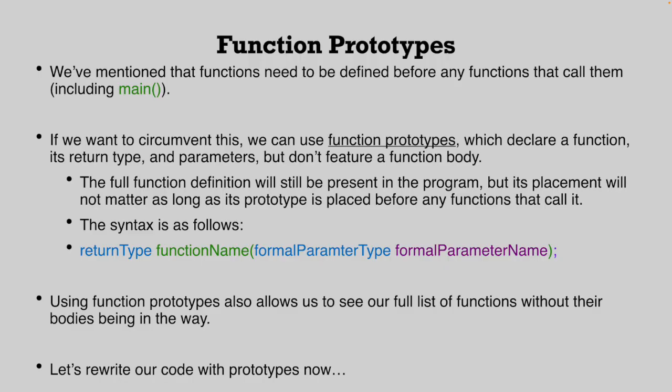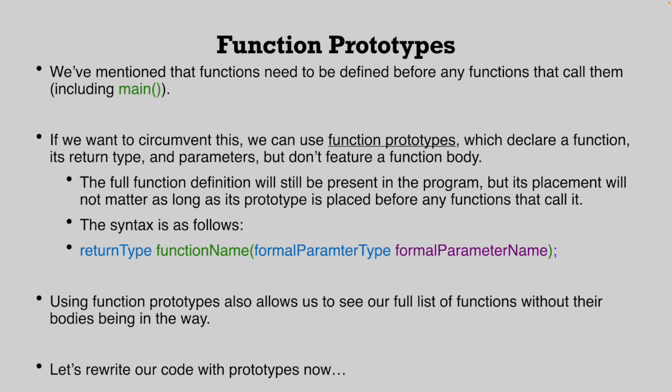So we mentioned up to this point that functions need to be defined before any functions that call them, and that includes the main function. But there's kind of an exception to this if we want to circumvent it using function prototypes, which will declare the function, its return type, and the parameters, but don't feature the function body. The full function definition will still be present elsewhere in the program, but the placement won't matter then in that case, as long as the prototype is slated for any functions that call it.